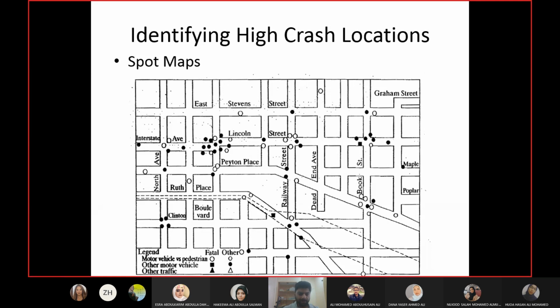We have discussed it earlier as well that we need to calculate the high crash locations. For identifying the high crash locations, I will show you two methods. One of them is graphical, the other one is analytical or mathematical. So the graphical method is by drawing the spot map.